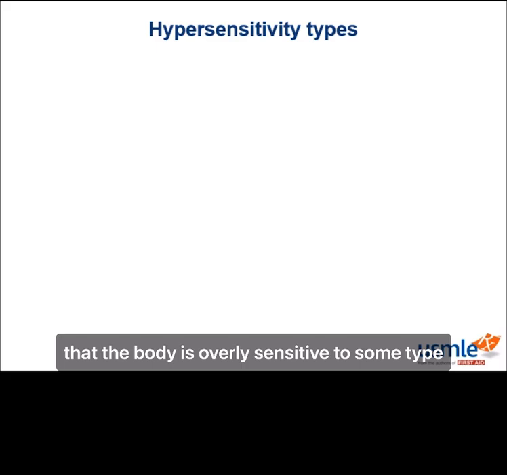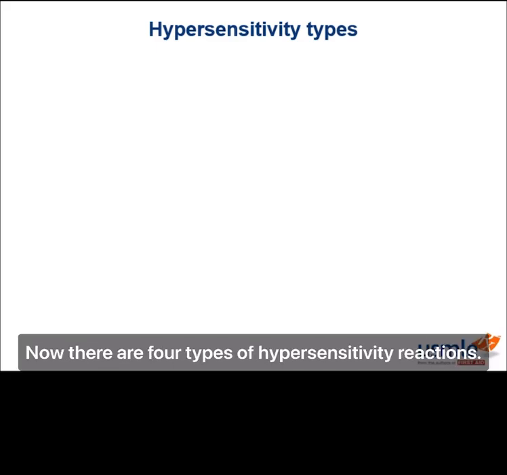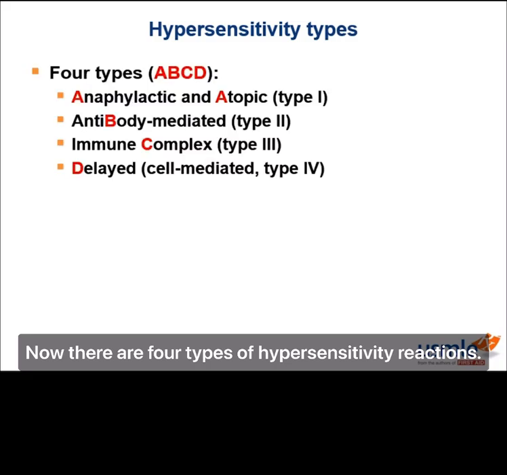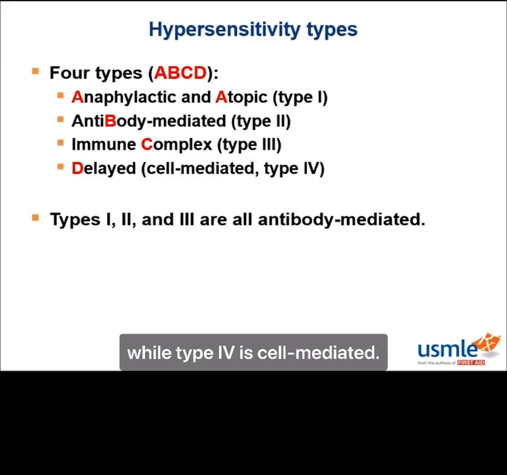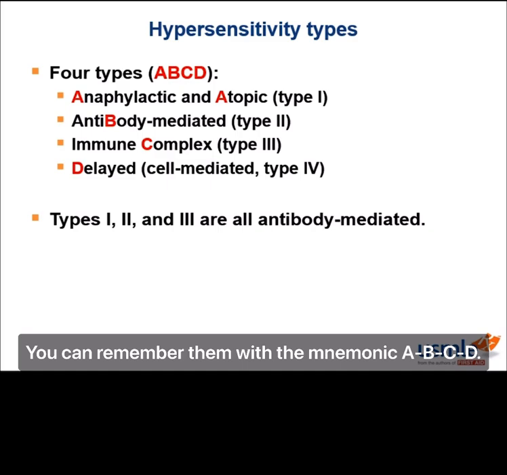Now, hypersensitivity essentially implies that the body is overly sensitive to some type of antigen to the point of harming itself. Now, there are 4 types of hypersensitivity reactions. Types 1, 2, and 3 are antibody-mediated, while type 4 is cell-mediated. You can remember them with the mnemonic A, B, C, D.